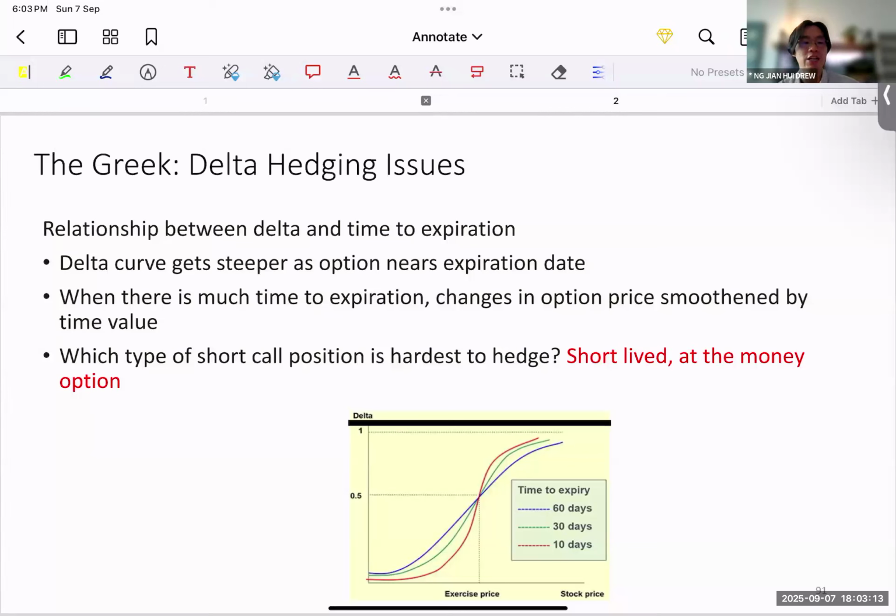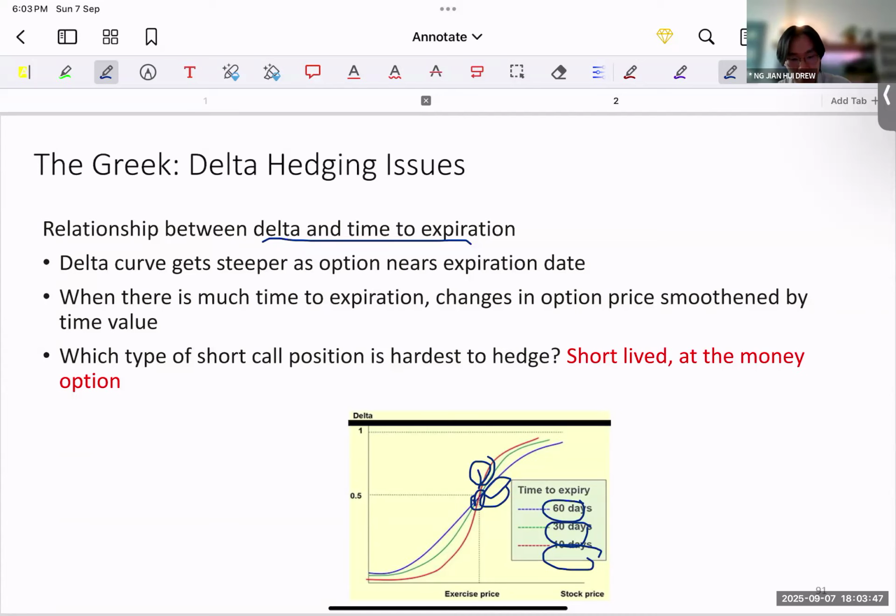So there's some relationship between the delta and time to expiry as well, which is quite interesting, right? As we see here in the graph, the delta is going to be the steepest. Okay, so let me show you. So there are three things: 10 days, 30 days, and 60 days, right? The delta is very steep at the 10 days compared to the 60 days, right? The different color in the line. So what's it trying to say here? And of course, this is when very close to exercise price.